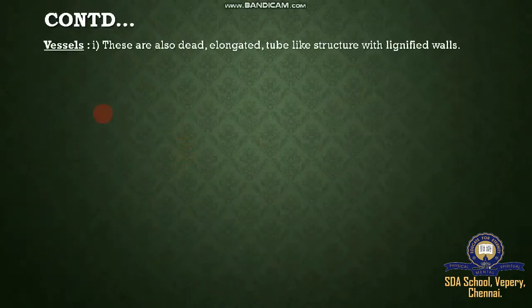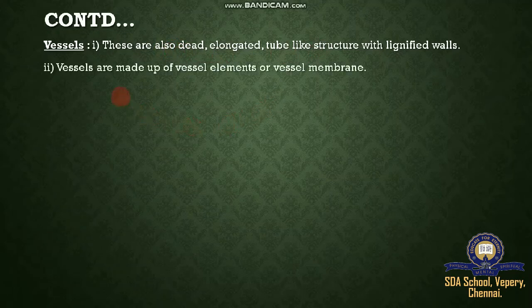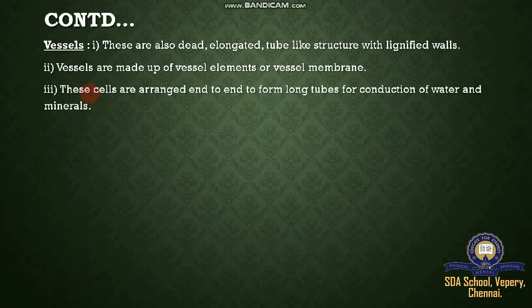Then xylem vessel. These are also dead, elongated, tube-like structures with a lignified wall. So the first picture we saw is the xylem vessel. Vessels are made up of vessel elements or vessel members. So this entire vessel is made up of vessel elements. These cells are arranged end to end to form a long tube for conducting water and minerals, one by one, like a pipe-like structure.